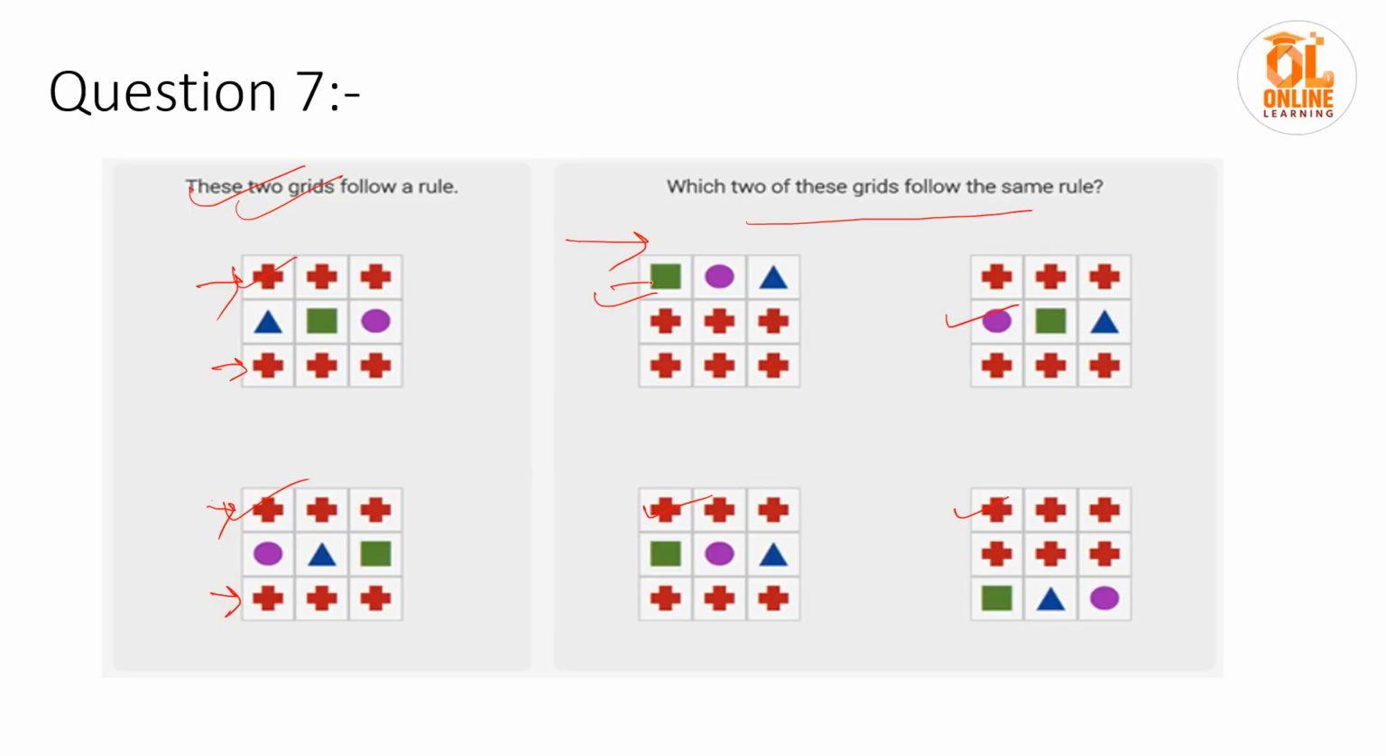So plus is not present in the first row, so it will not be your answer. Plus is present in the first row, plus is present in the third row, so this will be your answer. In this figure also, plus is present in the first row, plus is present in the third row, so this will be the answer. Now check this. Plus is present in the first row, but plus is not present in the last row, so your answer will be this and this. Okay, so this is easy. Now let us move to the next question.